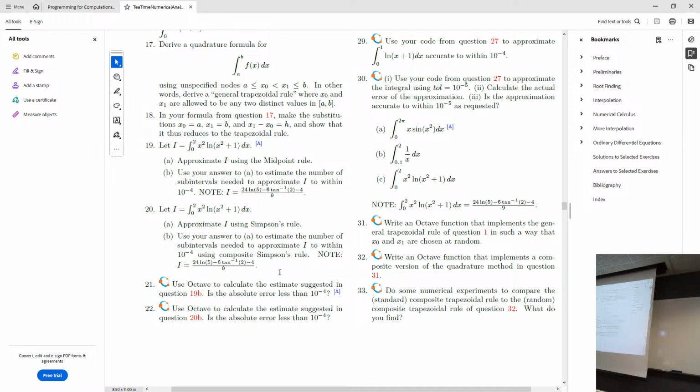They say, we're going to let I be this integral, the value of that definite integral, and you're going to approximate it using one midpoint, basically. I don't really like that. I think that you should do it using maybe 4 midpoints, but whatever. You can do 1. And then you use your answer to estimate, like what we just did, the number of subintervals. And they tell you what the definite integral should be, so that you can compare. And it is the same question, isn't it? 10 to the negative 4, 4 zeros, or did I have 3 zeros? Whatever. And then the same thing for Simpson's rule. So you have those two.